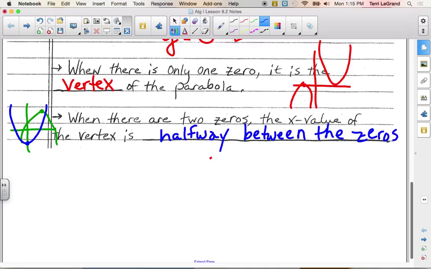Okay, so that's another important thing that we want to remember: when there are 2 zeros, it's crossing in 2 places, all we have to do is take those zeros, add them together, divide by 2, and we will have, what's -1 plus 2? 1. What's 1 divided by 2? 1/2. Yeah, 1/2.